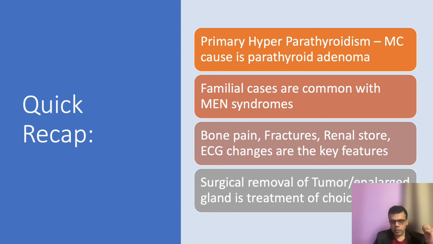So let's have a quick recap. Primary hyperparathyroidism is most commonly caused by parathyroid adenoma. Familial cases are commonly seen in MEN syndrome, and bone pain, fractures, renal stones, and overt ECG changes are seen. Surgical removal of the tumor or enlarged gland is the treatment of choice to get rid of the persistent symptoms of hyperparathyroidism.